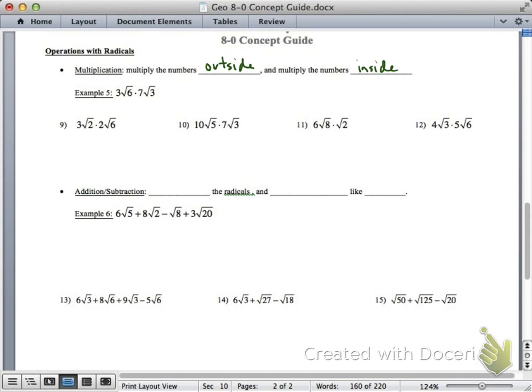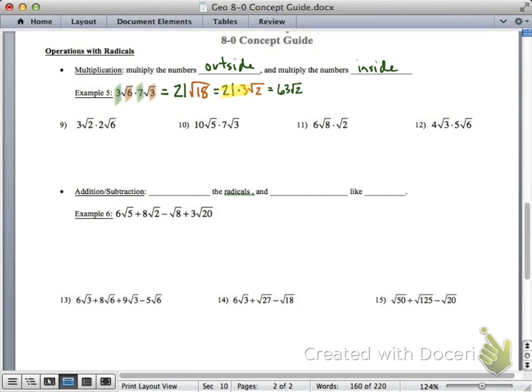So example 5 here, 3 square root of 6 times 7 square root of 3. What we can do is we can multiply the 3 times the 7, the numbers on the outside, 21, and then we can multiply the numbers on the inside, square root of 6 times the square root of 3 is the square root of 18. From there you simplify. Square root of 18 can be simplified further. There's a perfect square in it, or that's 2 times 3 times 3. 3 comes out, 2 stays in. 21 times 3 now is what we have on the outside. We're left with 63 square root of 2.